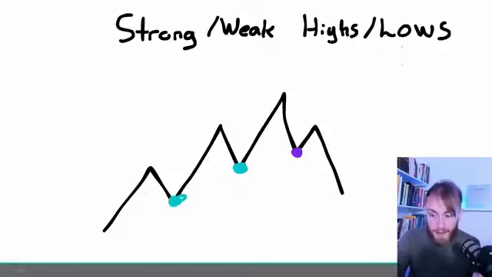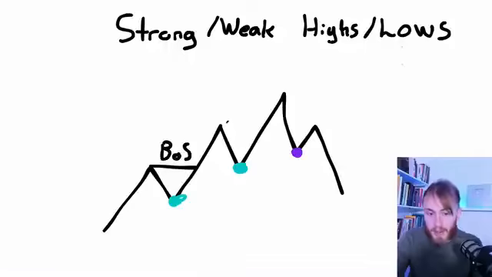Well, the difference here is that the strong lows are causing breaks of structure, right? The strong low caused a break of structure right here. The strong low caused a break of structure right here. But this weak low, this right here is a weak low.